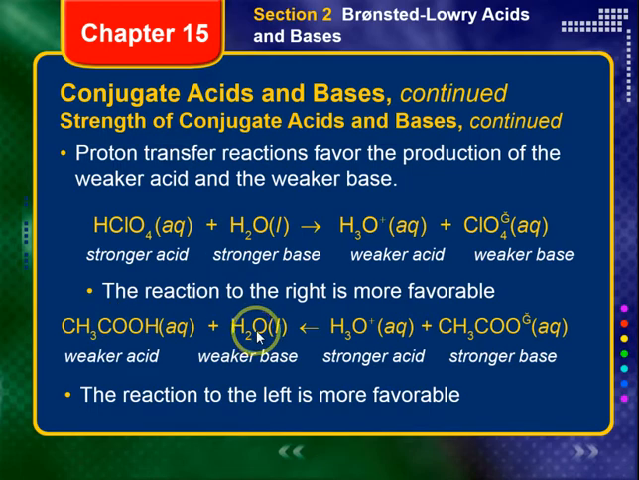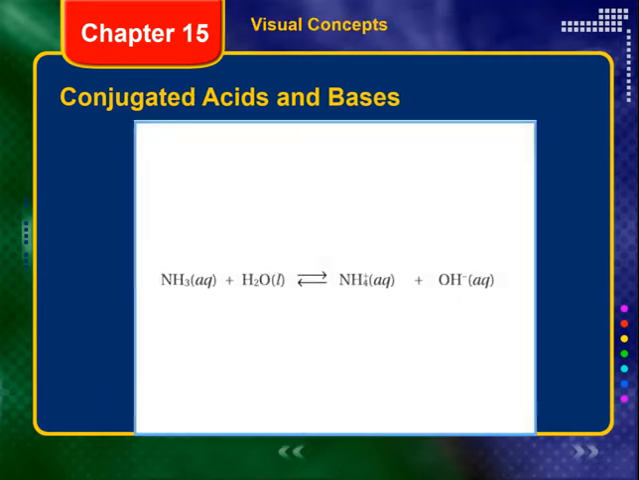acetic acid and water compared to hydronium, right? So these two are the stronger by comparison. What are they stronger than? The things on the other side. And so the weak acid and the weak base is actually on the left side of this equation. So this reaction, the reaction to the left, will be more favorable.